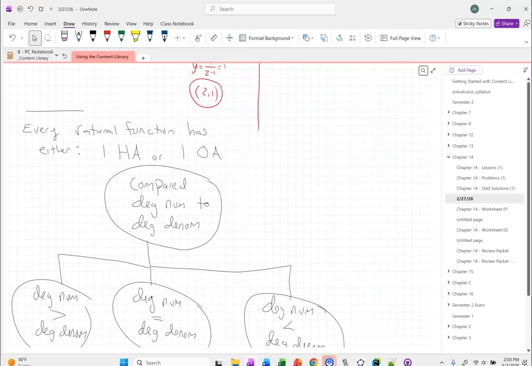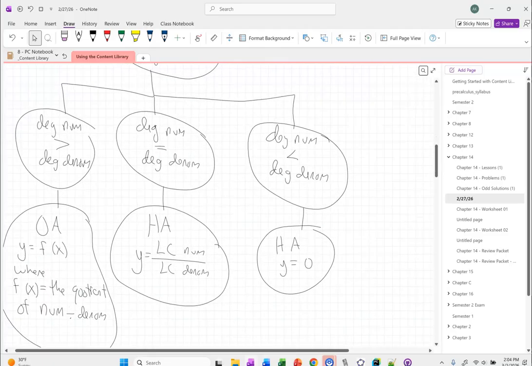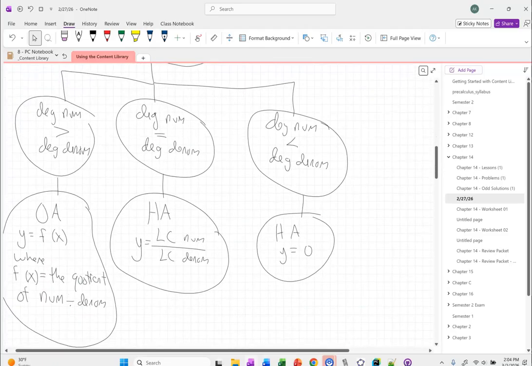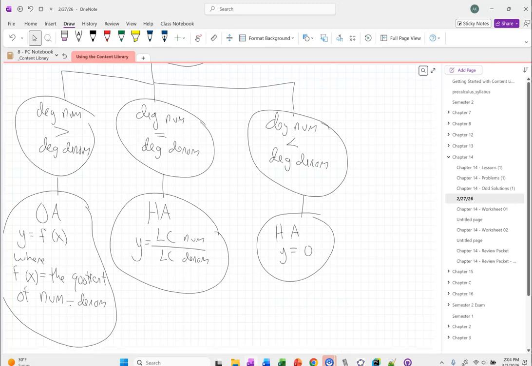So if I'm comparing the degree of the numerator with the degree of the denominator, there's three possible outcomes. What are the three possible outcomes? The numerator could be bigger, could be smaller, or it could be equal. Everybody's okay? So I'm going to start from smaller to bigger. The degree of the numerator is smaller than the degree of the denominator.